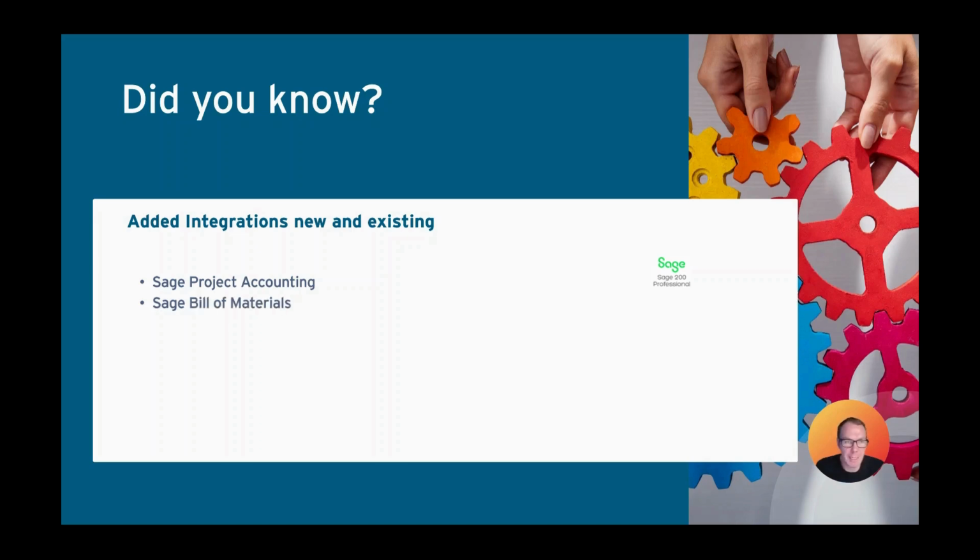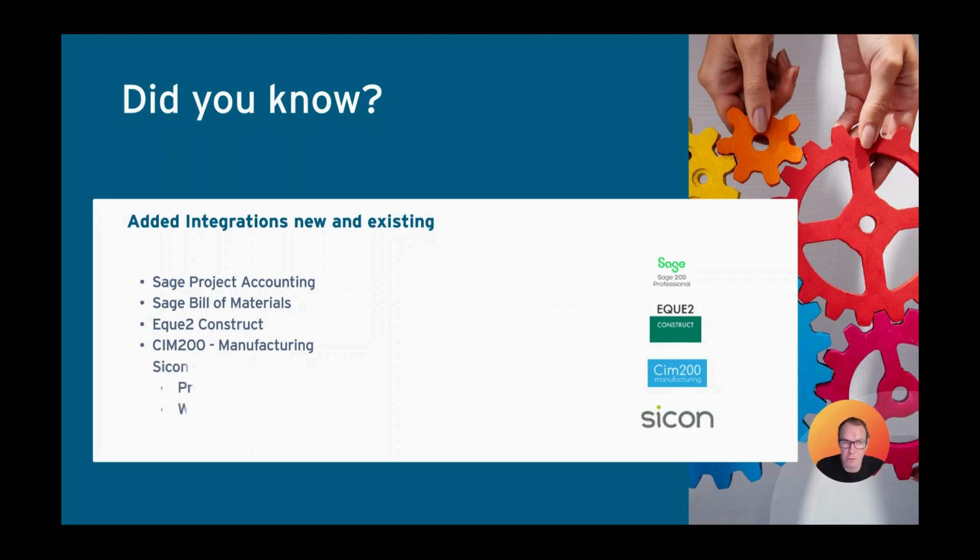That can be anything from Sage Project Accounting or Sage Bill of Materials. We have a very close partnership with our construction partner, Equa2, who do the Construct product, and Spindle document management works with this. We work very closely with a solution called Sim200, which has an alternative manufacturing solution for Sage 200. Again, Spindle document management has an integration into this manufacturing solution. We also work with Cycon manufacturing, particularly around projects and works order processing as well. All of these integrations are available and are supported with Spindle document management.